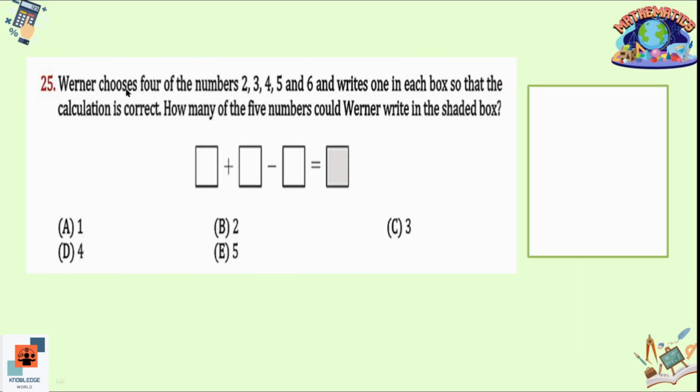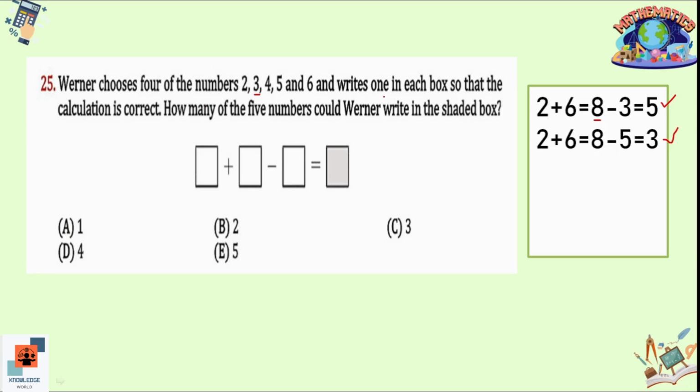Question number 25. Warner chooses 4 of the numbers 2, 3, 4, 5 and 6 and writes 1 in each box so that the calculation is correct. How many of the 5 numbers could Warner write in the shaded box? So here, if we try 2 and 6, if we add 2 and 6, the total is equal to 8, and after subtracting 3 out of it, the answer will be 5, which is our first number. If we subtract 5 out of 8, the answer will be 3, which is our second number.